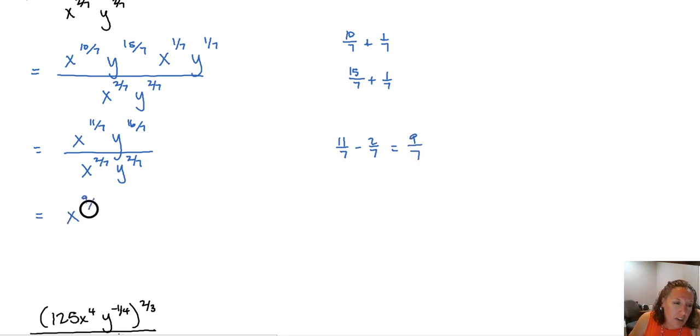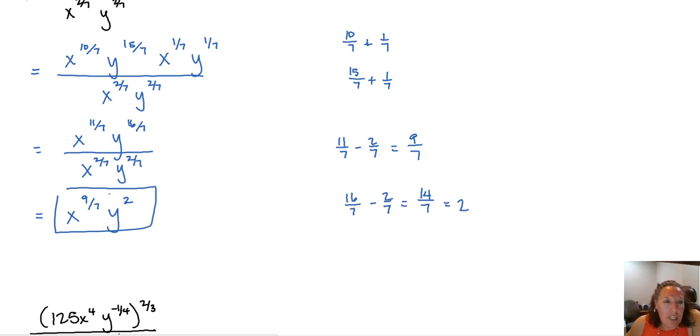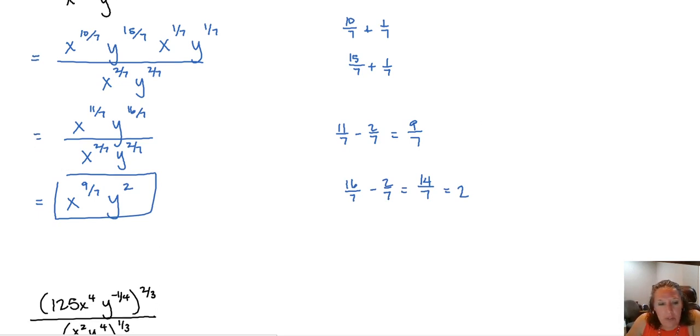So that's going to simplify. Our x power is going to be 9/7. Y power, we're going to have 16/7 minus 2/7, which is 14/7, and that reduces to 2, so we'll get y squared. And that will be as simple as we can get that one.